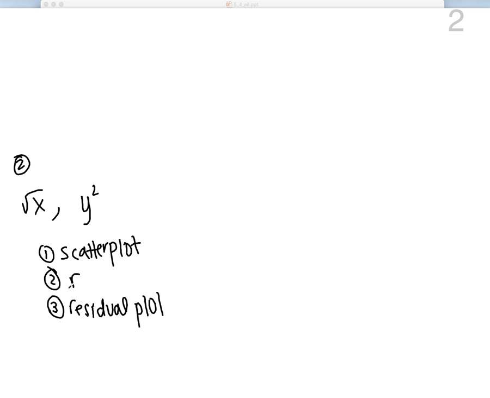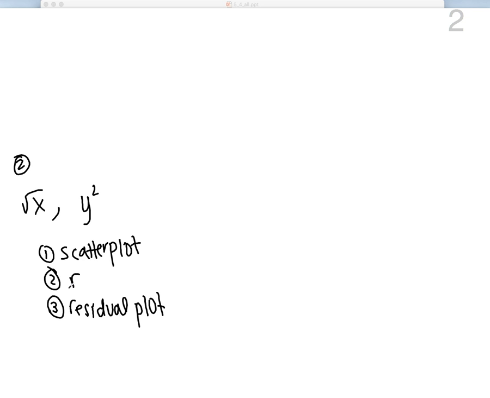So you're going to look at all three of these things for both transformations and use all three pieces of information to determine which transformation is more linear. You don't ever have to do both of them, right? Do you have to use the square root of x and y squared and do both transformations and then compare? It depends on if they tell you to do that or not. So it'll be clear.